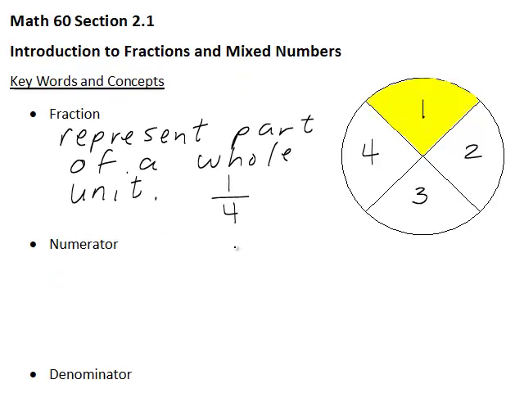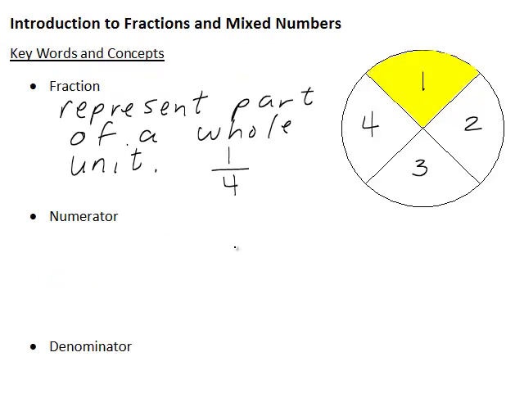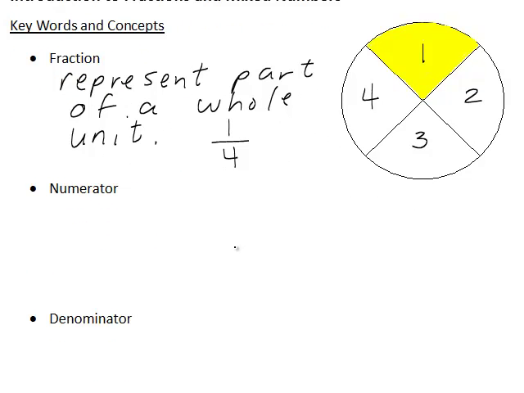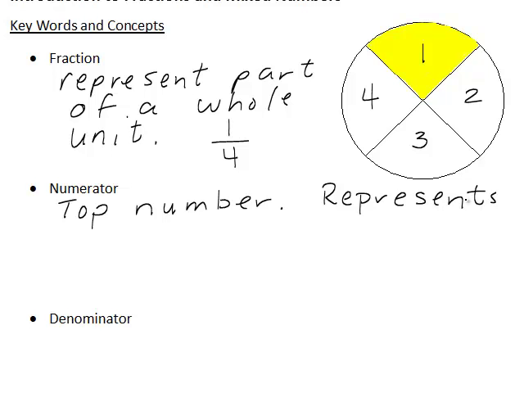All right, so we have a numerator, a number on top, and then a number on the bottom. The top number is called the numerator. That's the top number in a fraction, and the numerator represents the number of pieces of the whole that we have. So I'll write that down for you. It represents the number of pieces we have, or the number of parts we have.